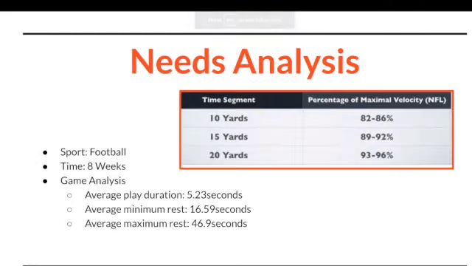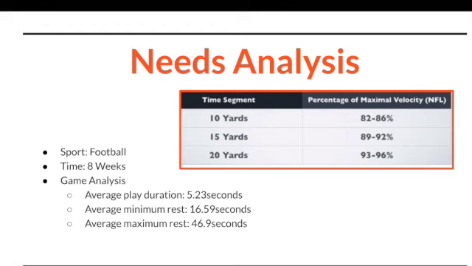For our football players, we designed an 8-week training program split into 2 4-week blocks. We're keeping in mind that an average football play lasts a little over 5 seconds, and that our players are resting anywhere from 16.5 seconds to roughly 47 seconds. We, as a staff, need to make sure we're keeping that in mind during practice and in the weight room, so come game day, their bodies are accustomed to that pace of play.